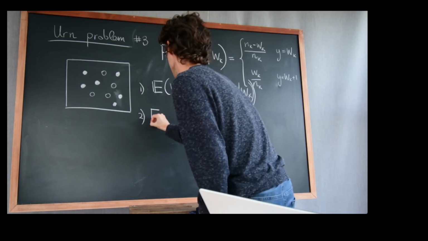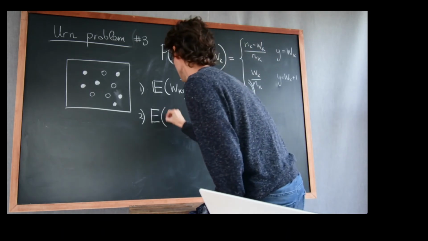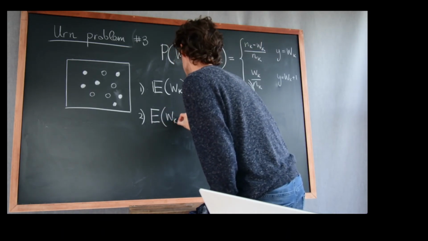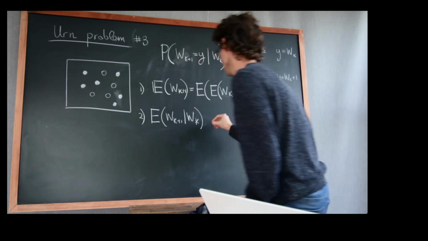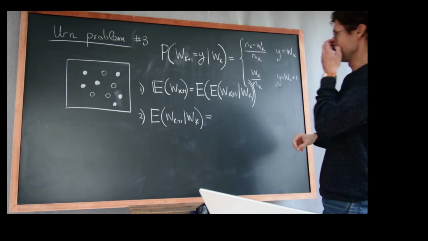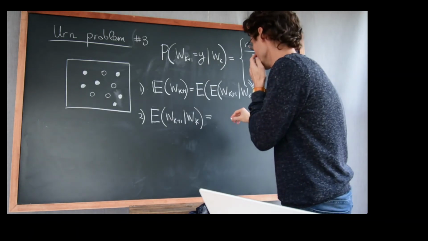Step 2, tower property or conditional expectation here. Then you take apart this conditional expectation. What are the possibilities? The possible outcomes are this one, and these are the probabilities. So let's write it out.